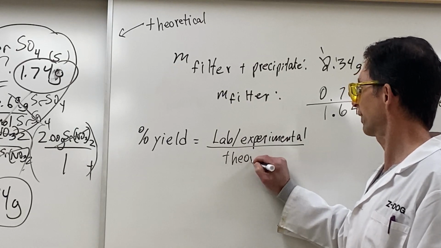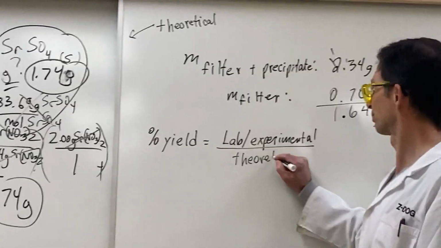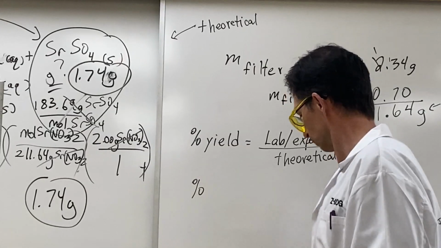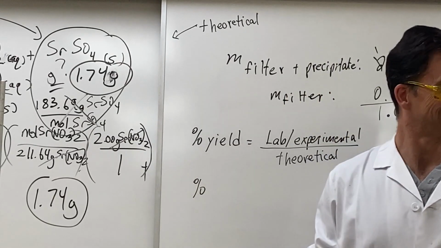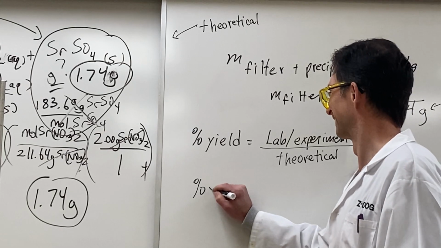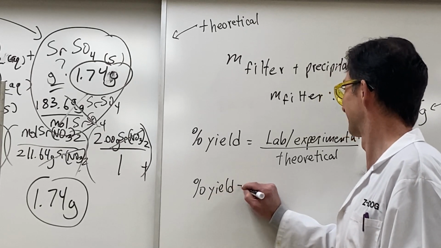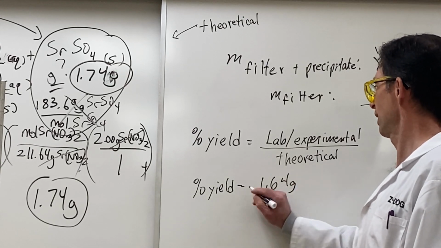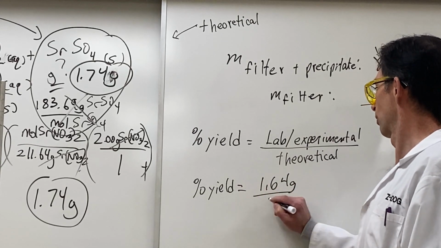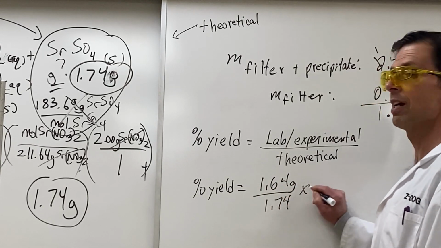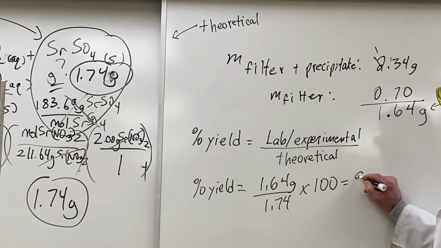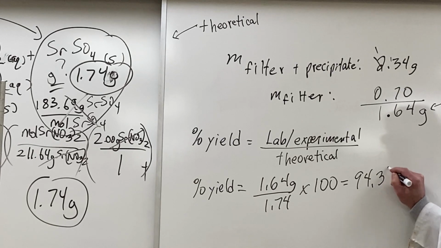Mr. Zed on a calculator, please. Okay. 1.64 grams, 1.64 divided by 1.74 times 100. It's 3 sig figs. 94.3%. Smoking. It's pretty good.